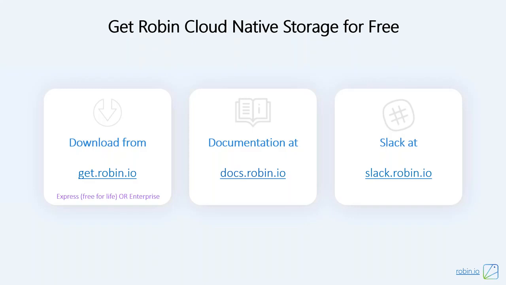And the easiest way to get to it is registering on get.robin.io. On the screen right now, you can see on the leftmost side, you say download from. This is where you register and you choose between the Robin Enterprise Edition or the Robin Express Edition for your cloud native storage.